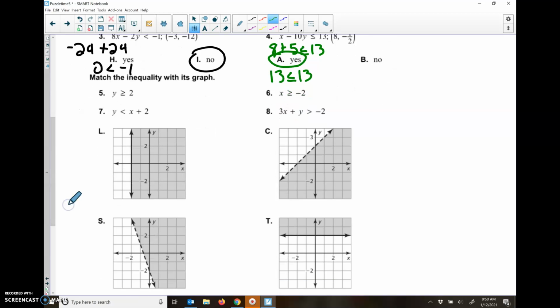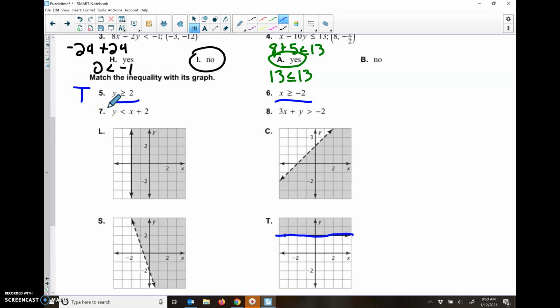And then we got 4 where we need to match the graph with the equation. So 2 of them just have a Y or an X. So let's look at those first. So Y is greater than or equal to 2. So since it's Y is greater than or equal to 2, I'm looking for a straight horizontal line at 2 on the Y scale, which is letter T over here.